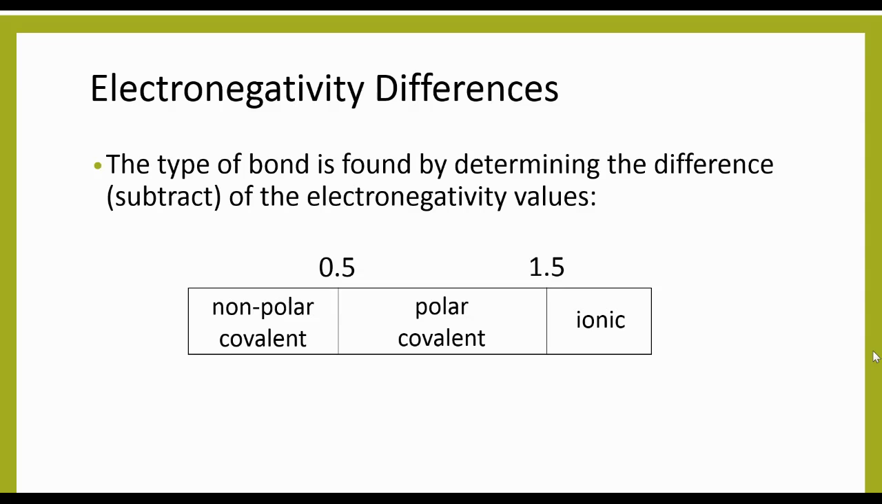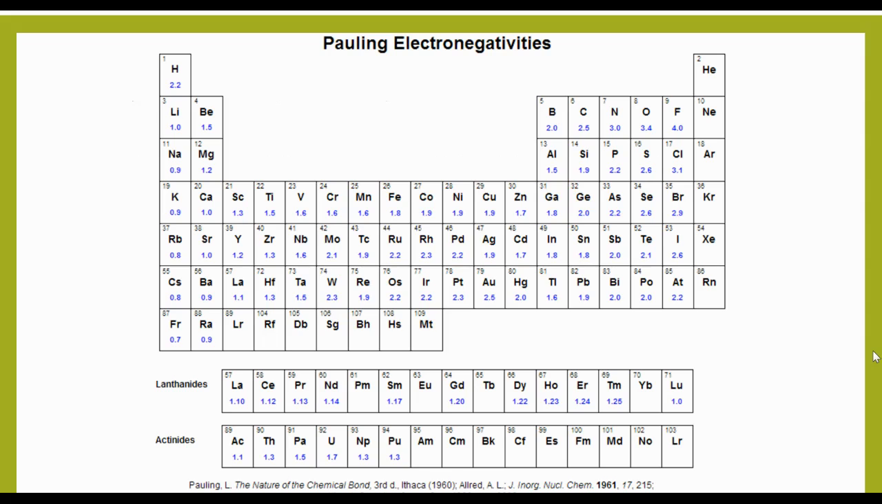Now, I just want to point out these are rule of thumb values. There are different values depending on who you talk to, but this is the average of what you usually will see. So if you look online, you might see slightly different values. That's okay. But this should be a good guideline for whether something's polar, nonpolar, or ionic.